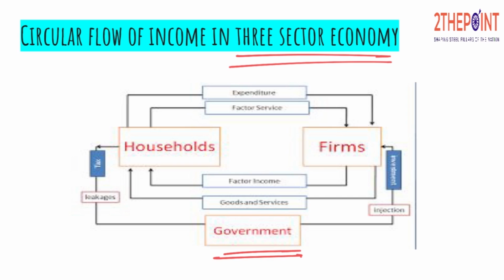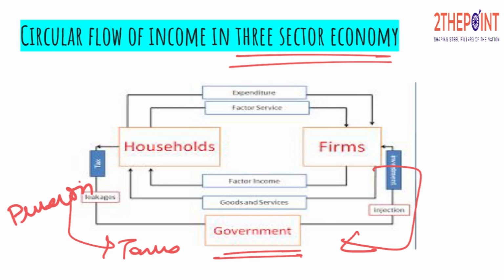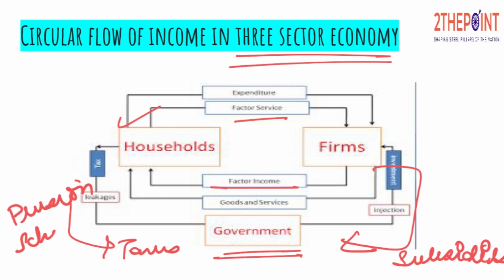Now the role of the government is that it collects taxes from the households and the firms, and in return provides them with transfer payments in the form of pensions and scholarships to the households, and subsidies to the corporate firms. Rest everything remains the same as we have studied in the previous slide, where the households are giving factor services to the firm, in return getting factor income.